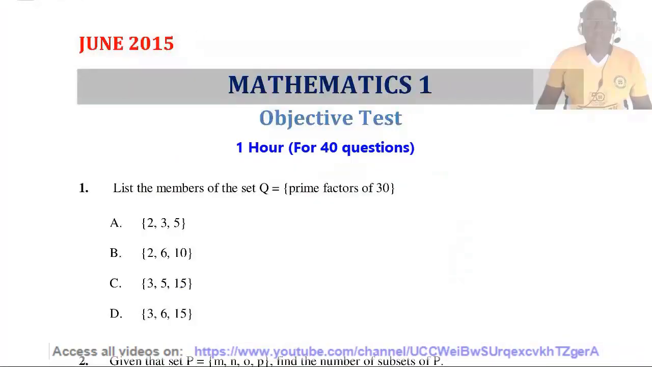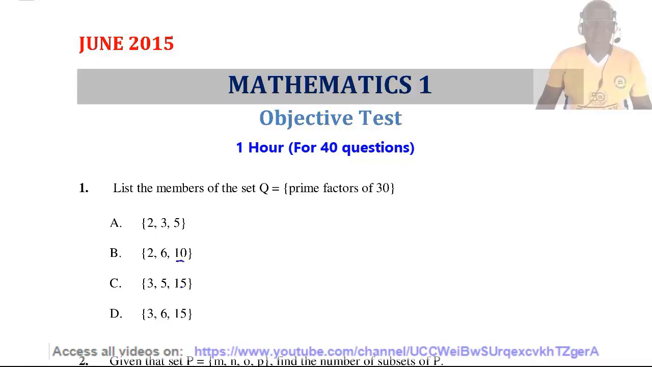June 2015, Mathematics 1, Objective Test, Duration 1 hour. List the members of the set Q equals prime factors of 30. We shall use the method of elimination to solve this question. The right answer should contain only prime numbers.